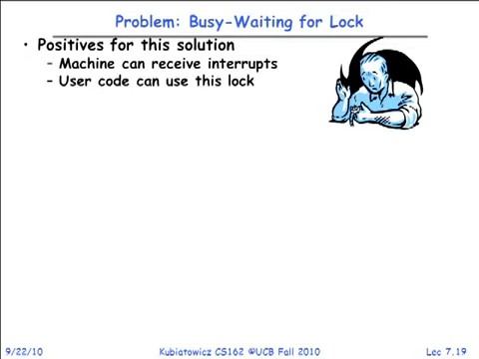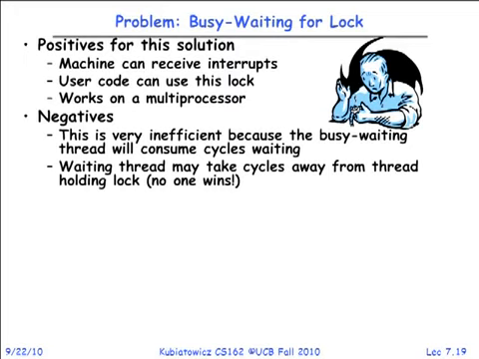Okay, it works fine on a multiprocessor. That's kind of cool. It doesn't matter how many CPUs you've got, you can use this lock across them. All of the CPUs can coordinate to grab the lock. Negatives: one, very inefficient because of busy waiting. Interestingly enough, the waiting thread may actually take cycles away from the lock holder.